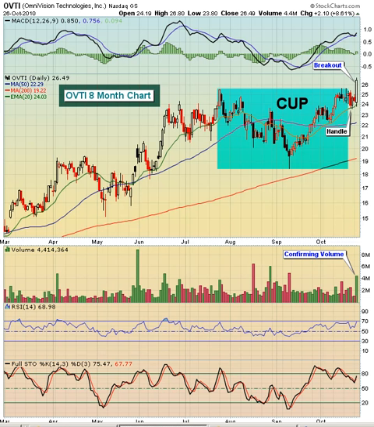Today we're looking at Omnivision Technologies, Inc., ticker symbol OVTI. This is about a $1.4 billion technology company. Looking at the chart, technically I really like this setup.